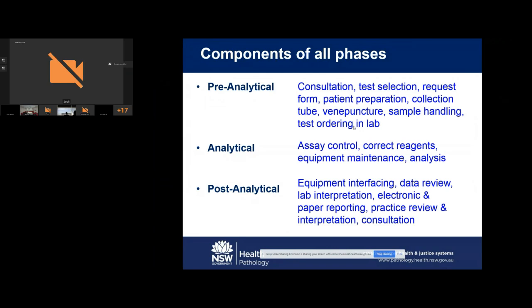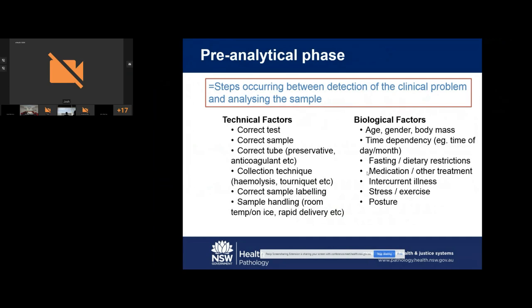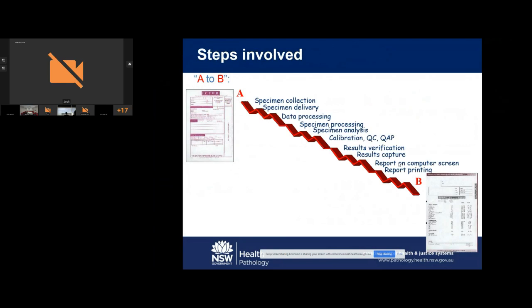The pre-analytical phase, in a little bit more detail. These are the steps occurring between the detection of a clinical problem and analysing the sample. It can be broken down into technical factors, which we touched on, but also biological factors to do with age, gender, time of day, whether the patient needs to be fasting, or intercurrent illness that could affect the result as well. And certainly we understand that the steps from getting from a request to the results actually become a little bit more complicated.